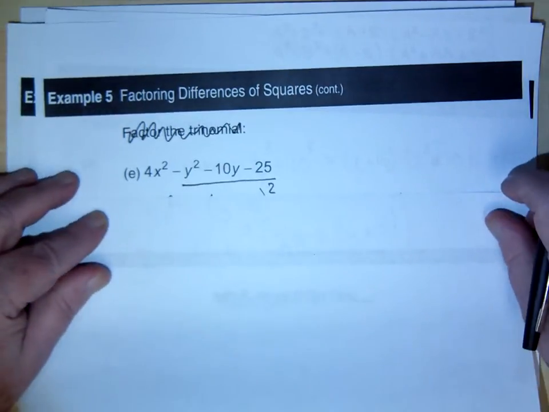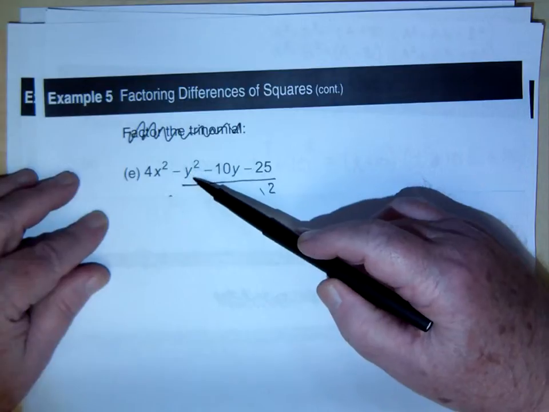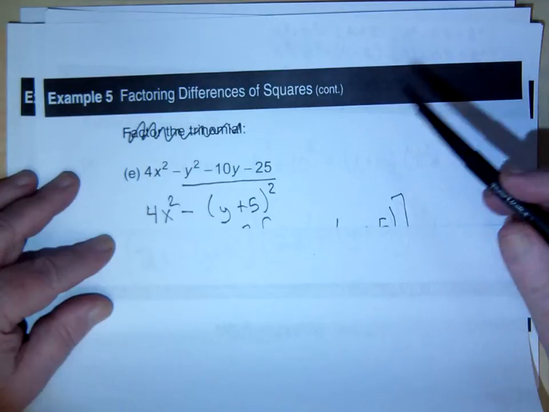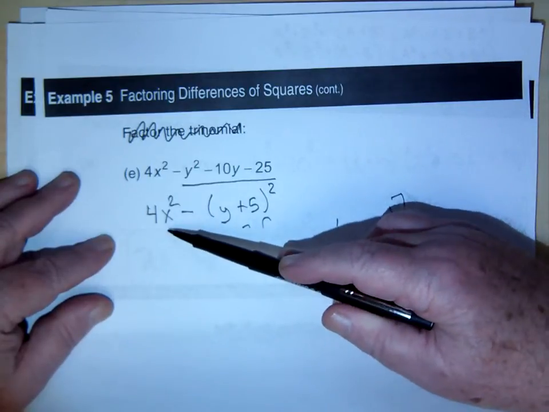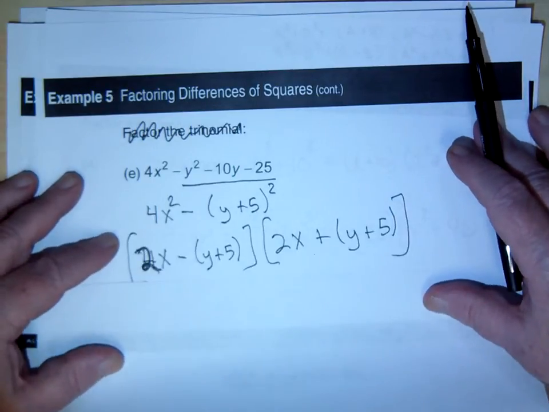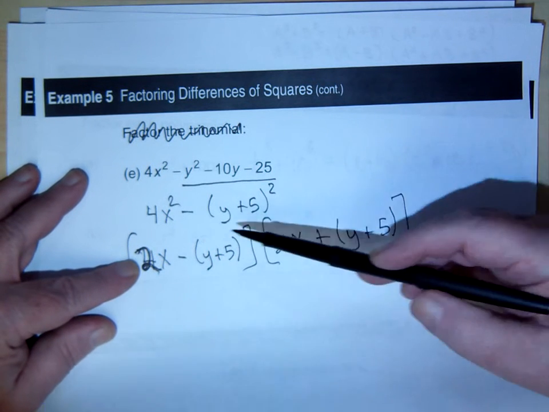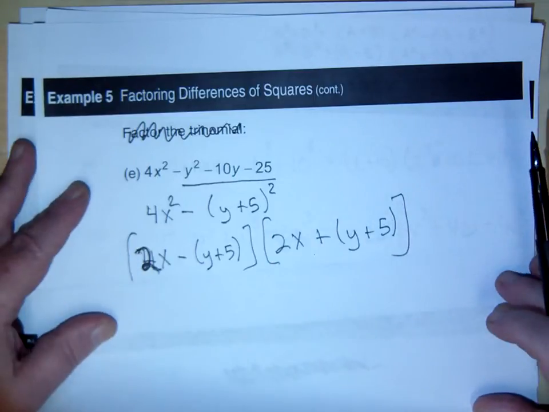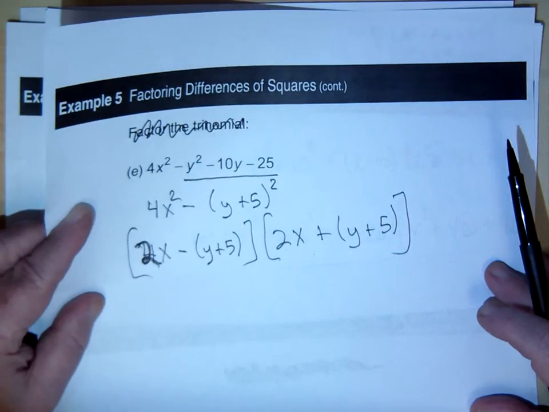Here, I can observe that this, if I take the minus sign out, this is going to be y plus 5 whole squared. So this is 2x whole squared. This is y plus 5 whole squared, the difference of perfect squares, so it can be factored in this way. 2x times 2x will be 4x squared, and here's my negative y plus 5 whole squared whenever I multiply it through.